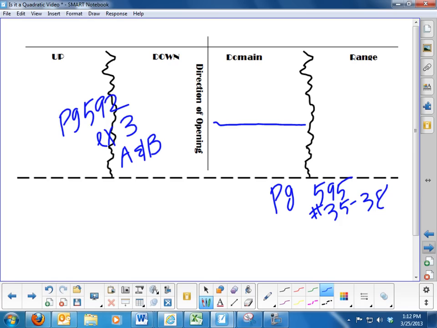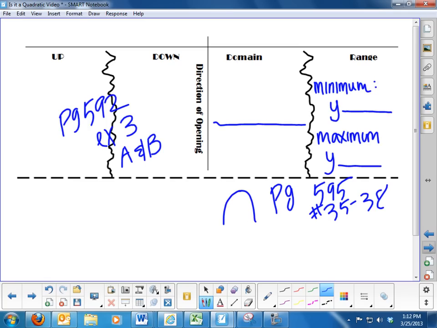Then the range is always going to be a little different depending on the quadratic. You'll come up with this pattern where if there's a minimum, you always know that your range is going to be y is blank. And if there's a maximum on your parabola, that would mean when the graph opens down, we know that y is always going to be what? Fill in the blank there.